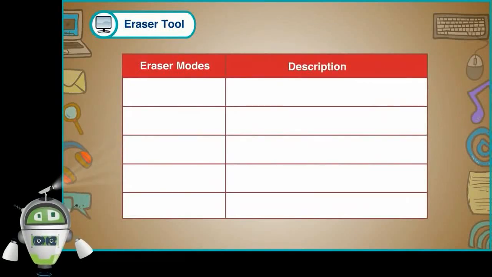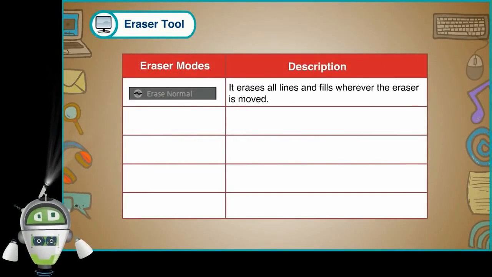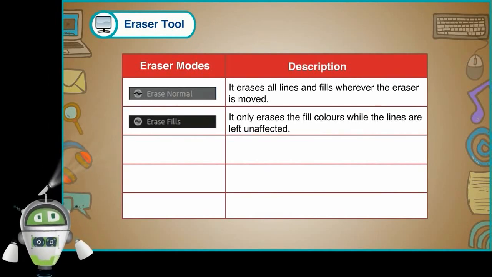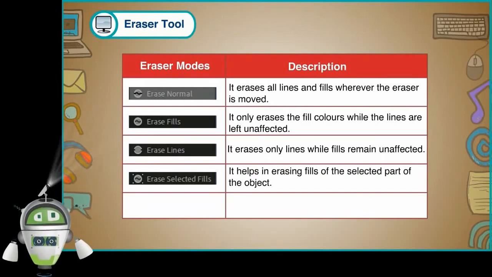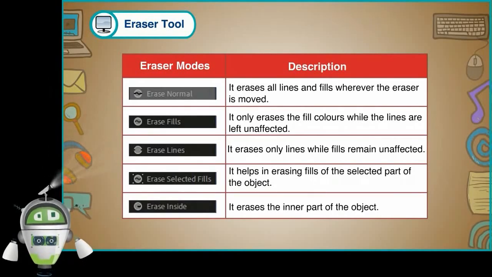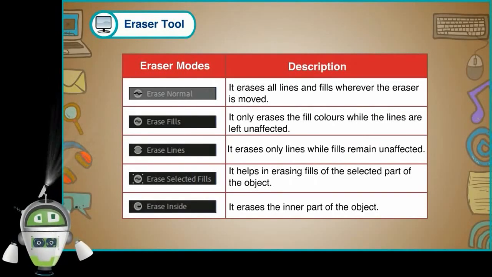Eraser modes, description. Erase normal. It erases all lines and fills wherever the eraser is moved. Erase fills. It only erases the fill colors while the lines are left unaffected. Erase lines. It erases only lines while fills remain unaffected. Erase selected fills. It helps in erasing fills of the selected part of the object. Erase inside. It erases the inner part of the object.